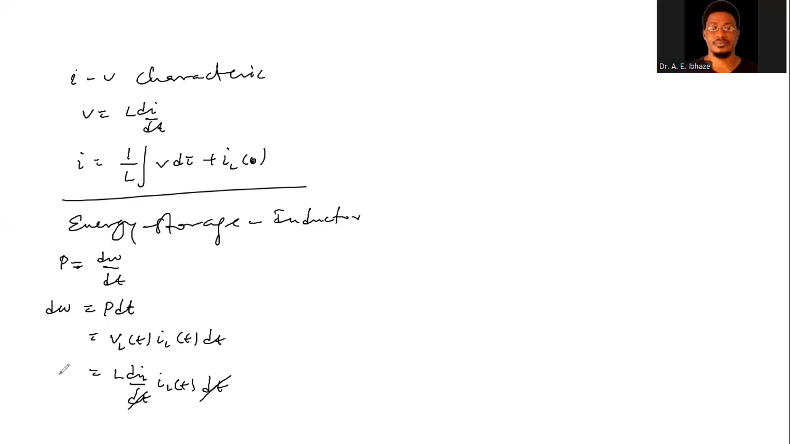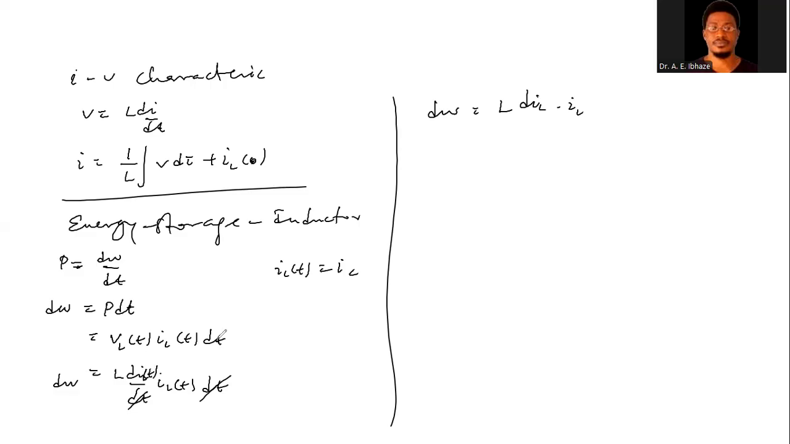So this can cancel this, so that the energy w will be the same as the integral of L i di, where i(t0) is equal to i(0). This is going to give us L.